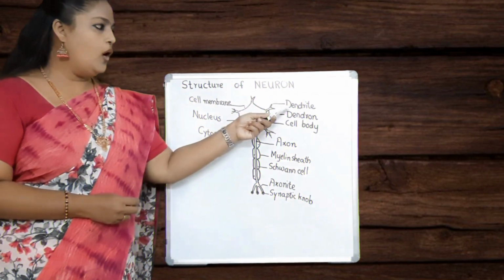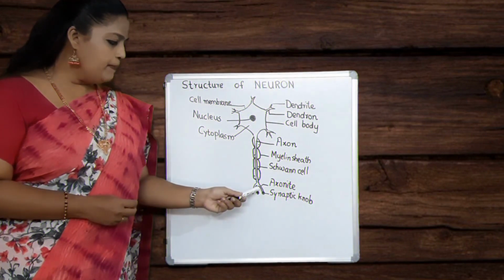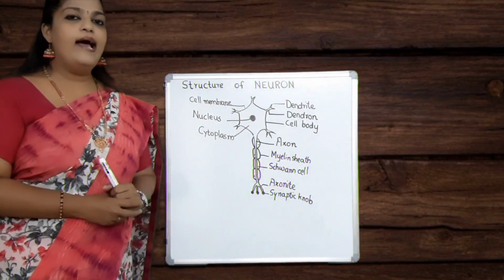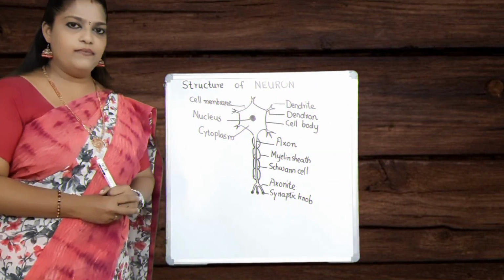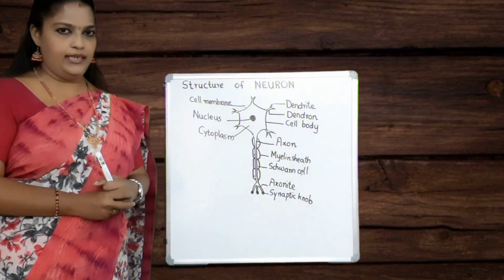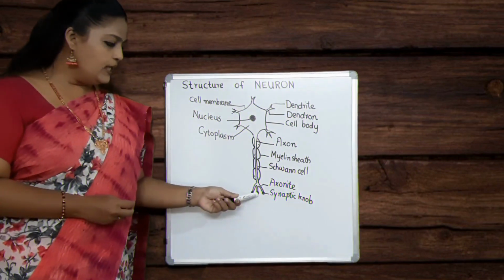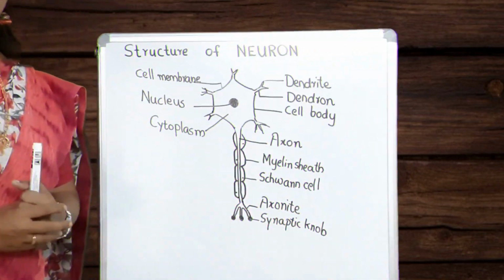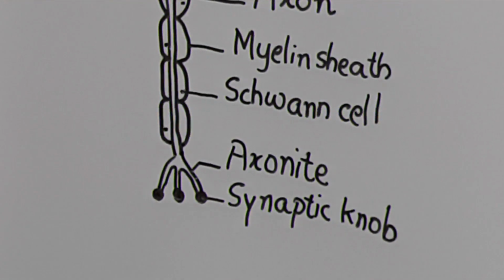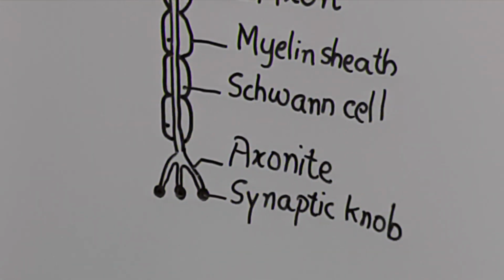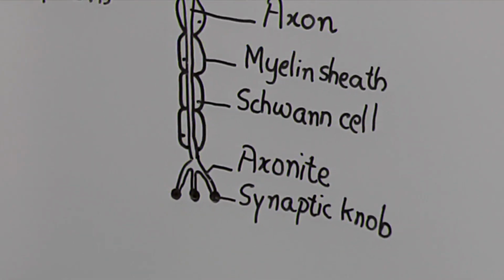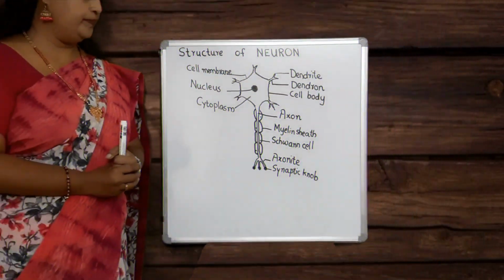Branches of dendron are called dendrite. Similarly, branches of axons are called axonite. Axonite ends in a node-like or button-like swelling called synaptic node.